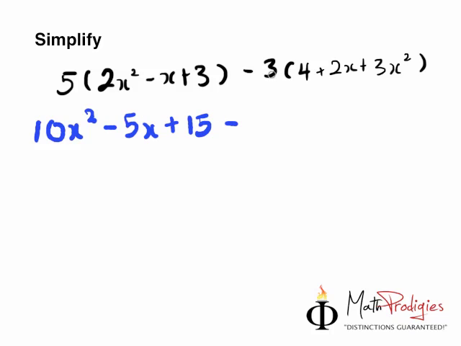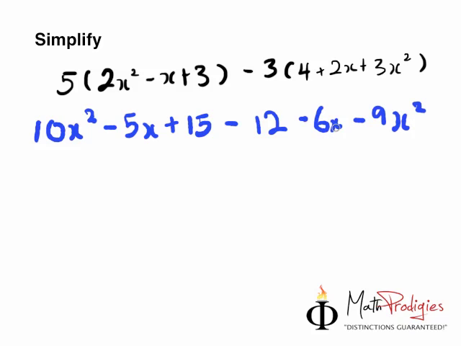Now minus 3 times positive 4 gives you what? Gives you 12, correct? Minus 12. Then minus 3 times positive 2x, very careful here, becomes negative 6x. Minus 3 times positive 3x squared gives you minus 9x squared. So what are you left with?